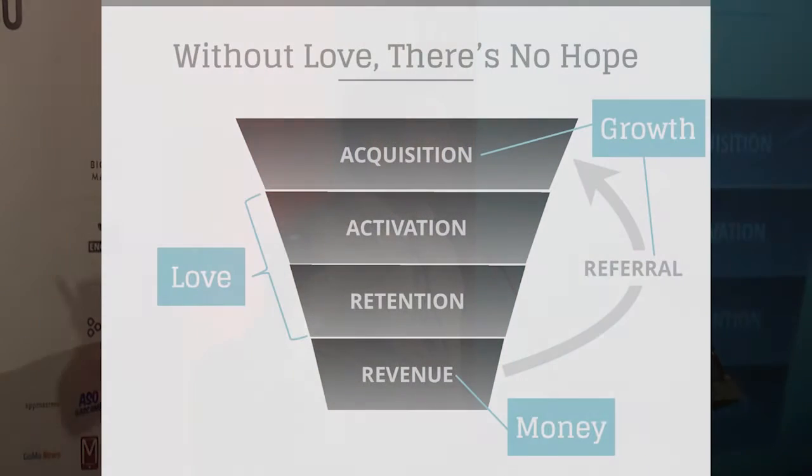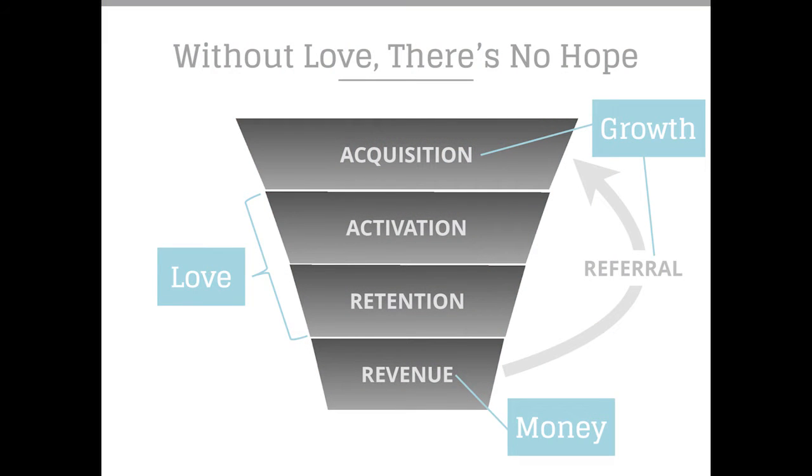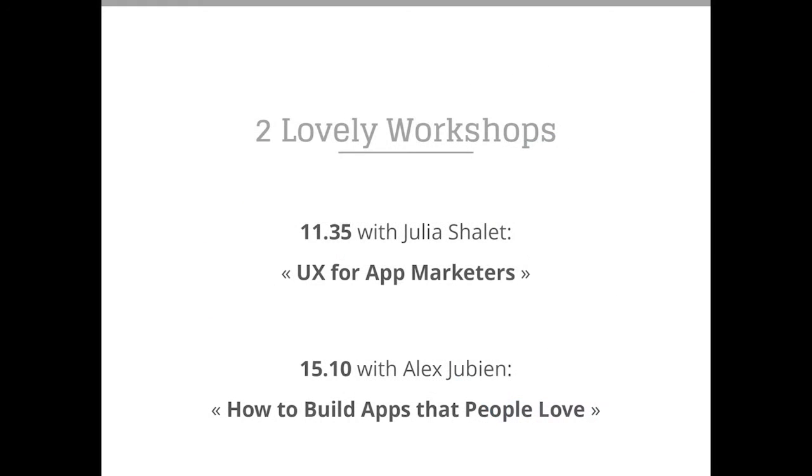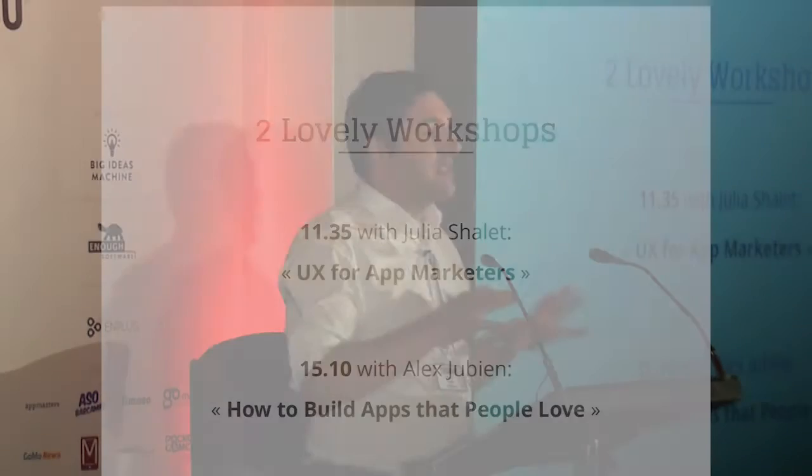I used to say that without love, there is no hope. So I much prefer these three words: love, money, and growth. Love is an essential part, and talking about love, there will be two workshops focused on that. One with Julia Chalet from Mobile Academy, on UX for app marketers. And I will do a workshop myself in the afternoon at 3 on how to build apps that people love.